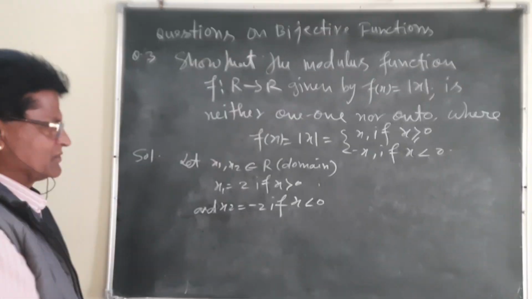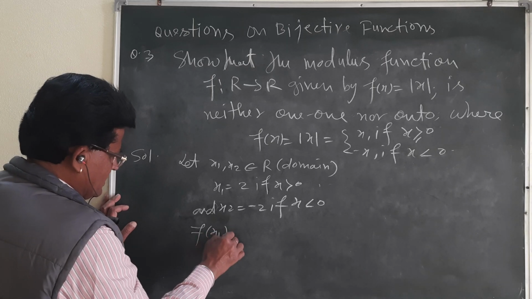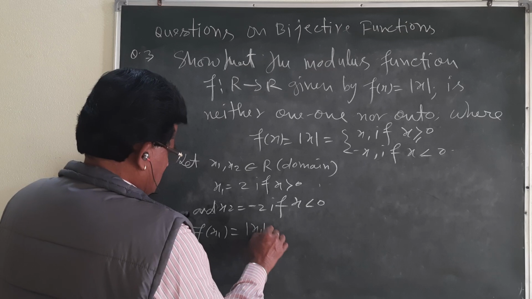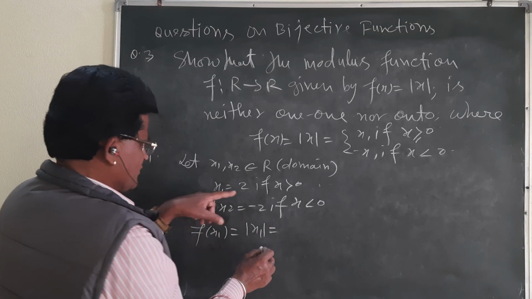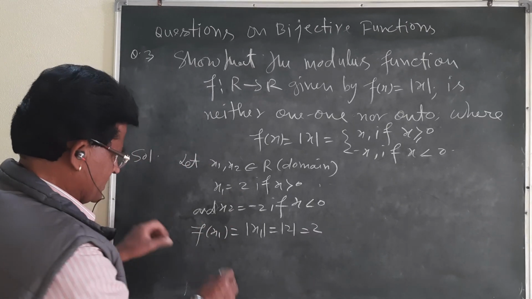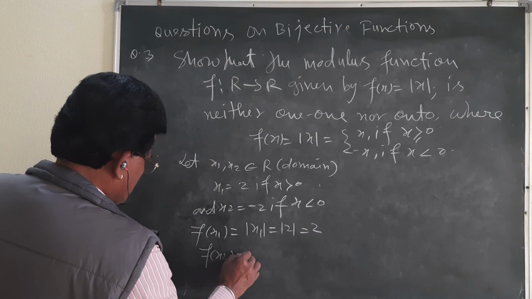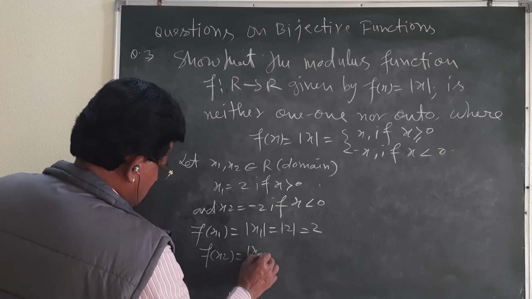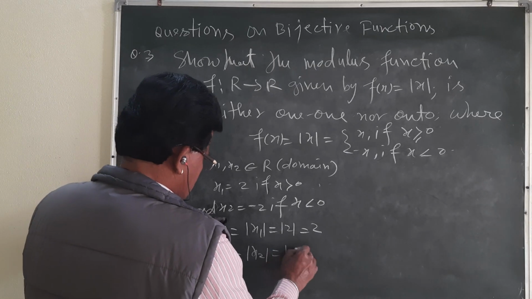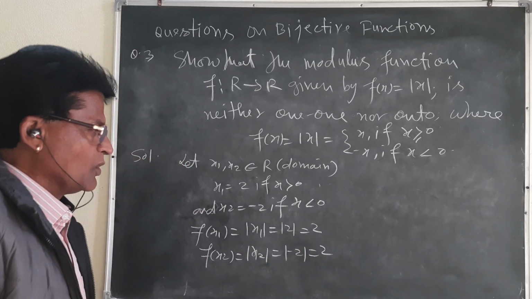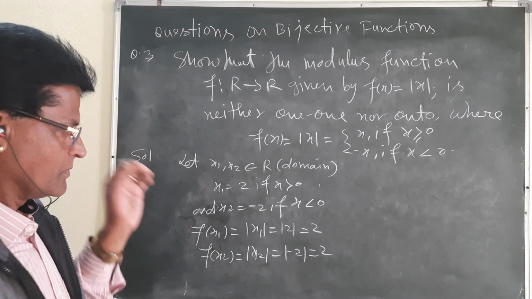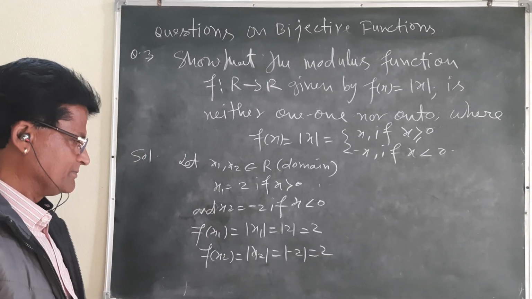And by the definition, we will also see. Let us take f(x1). As per the definition, |x1|, and what is x1? x1 is 2, and the absolute value of 2, that is 2. Similar kind of thing, f(x2): the absolute value, modulus of minus 2, then it will be 2. Modulus of minus 2 will be 2. It will become positive.